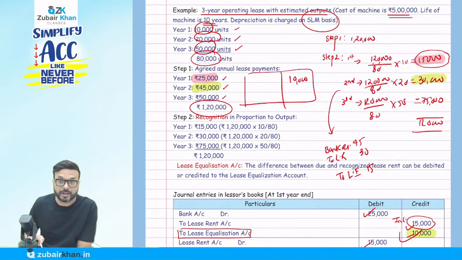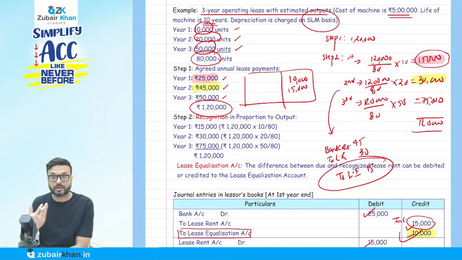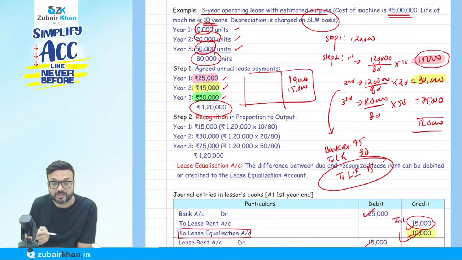Second year we credited by how much here? 15,000. So second year we credited by 15,000. Now we come to third year. When we come to third year, it is mentioned we have to receive 50,000 that year. But how much will we recognize? 75. So what entry will pass?